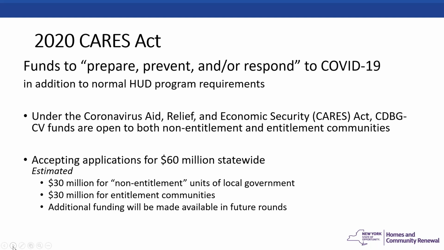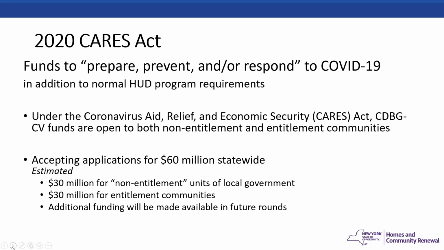Unlike other CDBG funding rounds, for those that might be familiar, CDBG-CV or CARES funds are open to both non-entitlement and entitlement communities. Entitlement communities are those units of local government that receive an annual allocation of funds directly from HUD. So OCR is currently accepting applications for currently available $60 million. $30 million of that 60 is to be awarded specifically to non-entitlement communities. And then the remaining $30 million is available to units of local government statewide.